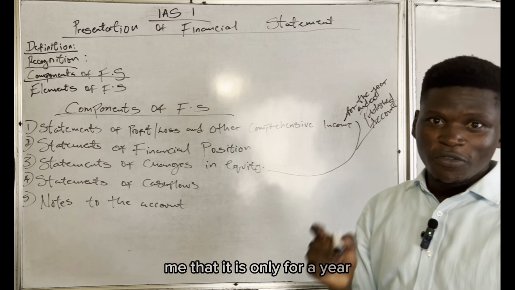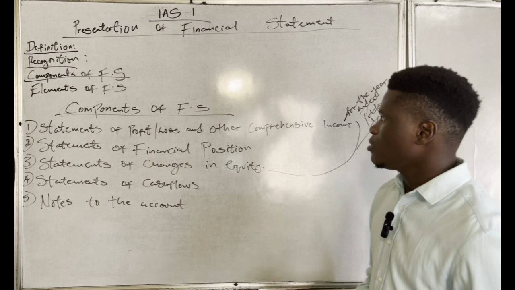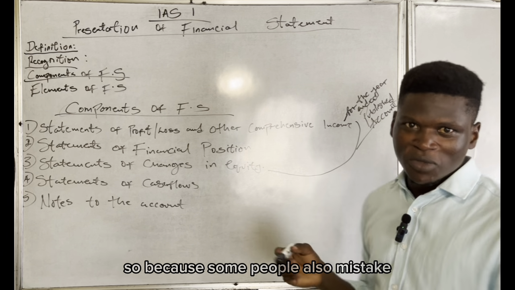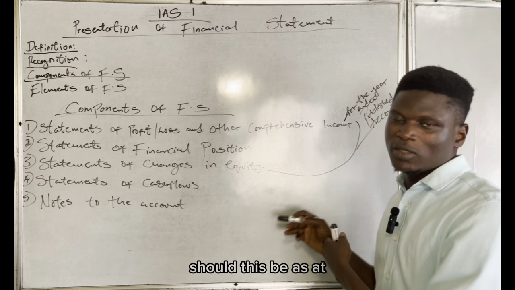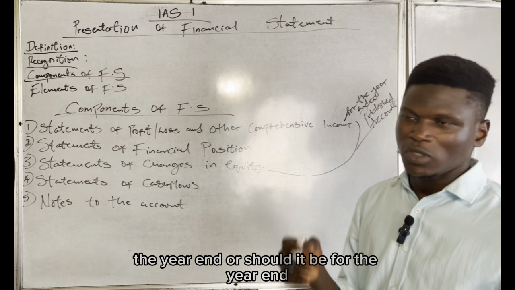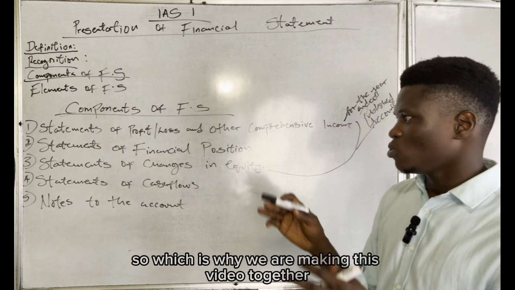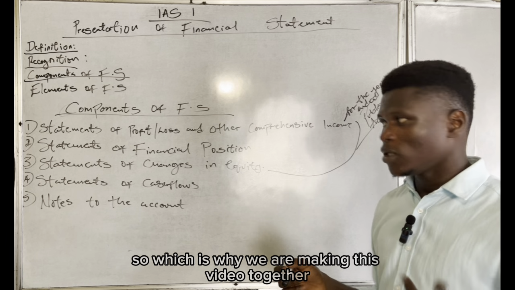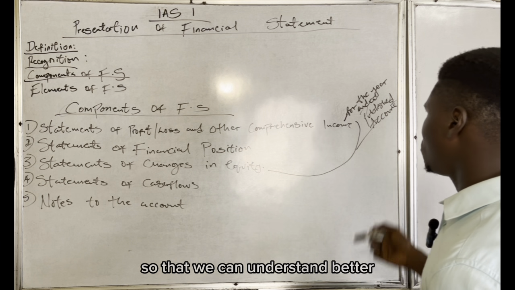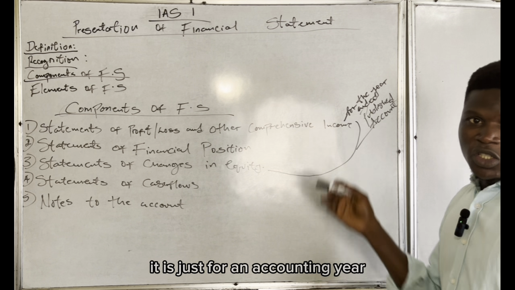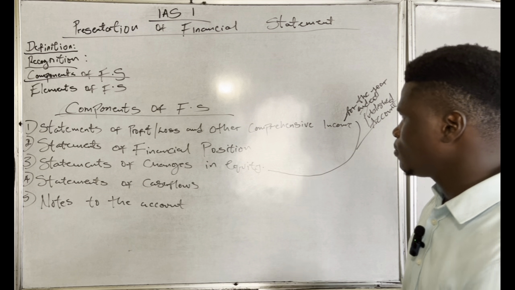Meaning that it is only for a year. Because some people also mistake, should this be as at the year end or should it be for the year end? So which is why we're making this video together so that we can understand better. So this is for the year end. It is just for an accounting year.